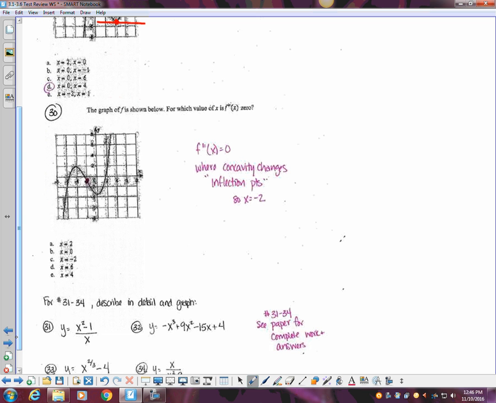The graph of f is shown below, for which value is f double prime, so the second derivative, equal to 0. Okay, well, what do you do when you set the second derivative equal to 0? Well, you're doing the second derivative test. Where it actually equals 0 is where the concavity changes. Those are your inflection points. So where does the concave down change to concave up? And that happens right there at -2.